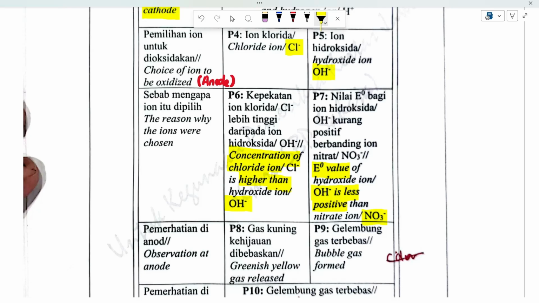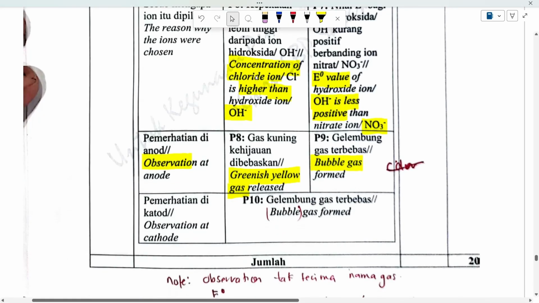Now observation at the anode, what can you observe? So chlorine, right? Chlorine will be greenish yellow gas released. Then if hydroxide, it will be colorless bubble gas released. For the cathode here, colorless bubble gas, because all are hydrogen, right?